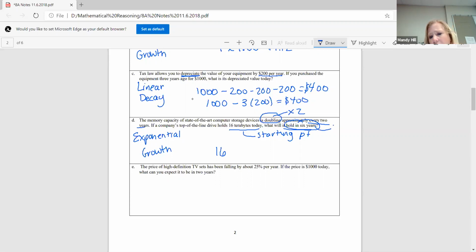So in 6 years, this is really 3 time periods that have gone by because 2 goes into 6 3 times. So one way we could write the problem is, since it's doubling, we're multiplying by 2, and we're going to do that 3 times. Okay, that will get us the answer. Or we could say 16 times 2 raised to the 3rd power, because we've got 3 time periods going by, that's going to get us that answer. So 16 times 2 times 2 times 2 is going to end up being 128 terabytes.